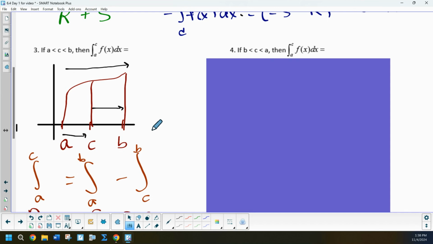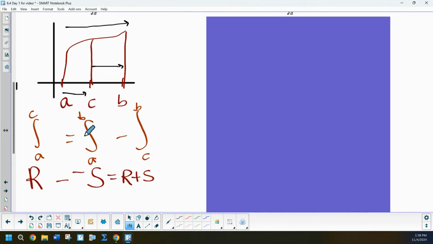Okay, so, well, now I can look up above and see what I have. Well, I know that from A to B is R. So this is from A to B, and I'm subtracting. And then from C to B is like negative, right? So from C to B is a negative S here. So then when I do R minus a negative S, well, look at that. I get R plus S again.